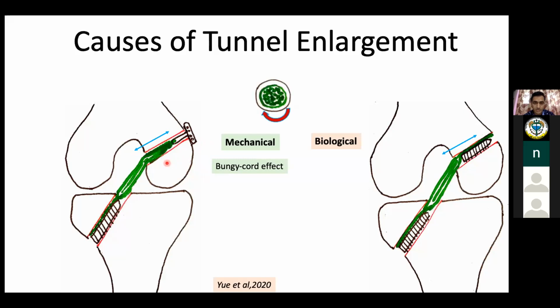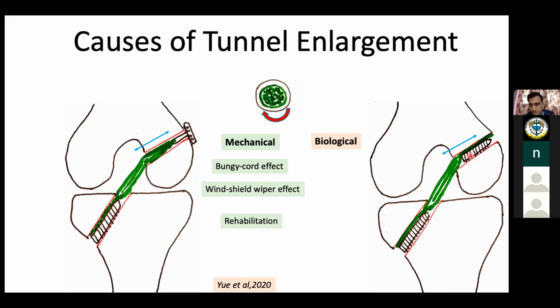And there's another effect called the windshield wiper effect. The graft doesn't move only in the longitudinal axis, but also along the transverse axis, thereby causing the dilatation of the tunnel, enlargement of the tunnel. This resembles the windshield wiper of a vehicle. So this is called the windshield wiper effect. These effects cannot be negated when we've used the suspensory fixation.